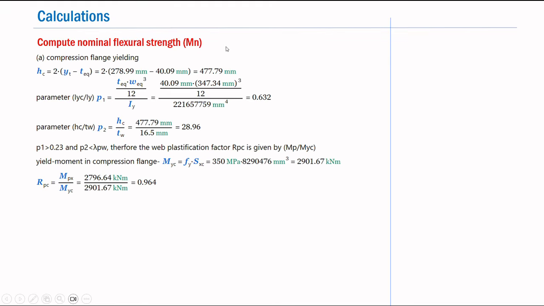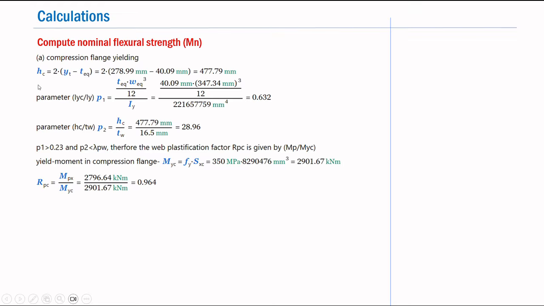Fine. Next we go for the calculation of an important parameter, that is nominal flexural strength Mn, and as per AISC 360, the value of Mn is given by the various failure mechanisms. The first one is the compression flange yielding, and for this we need to calculate a number of parameters.